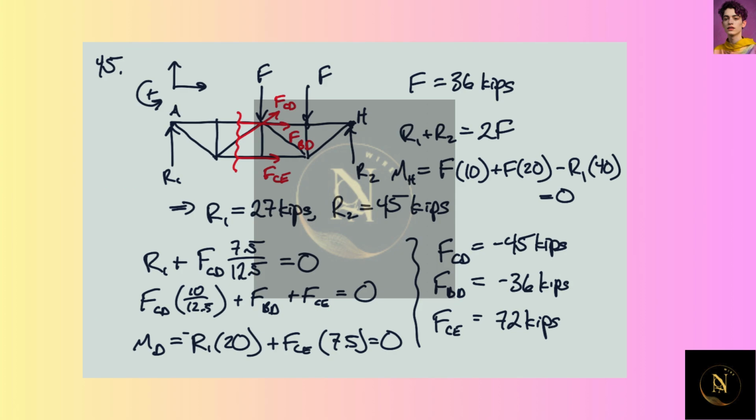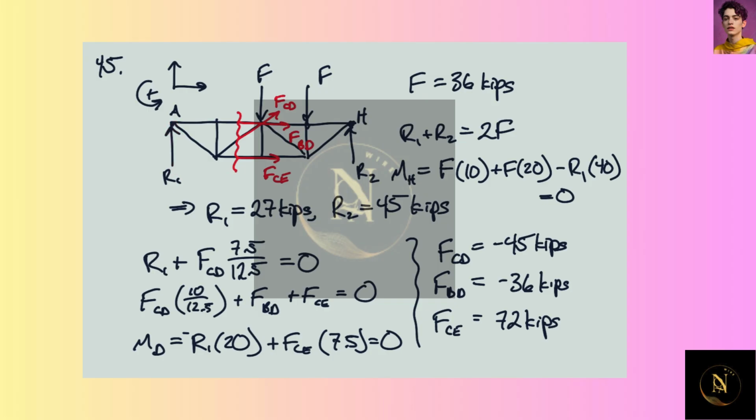And then we'll take a moment about point H, since I took it about here, and so we get F times 20, F times 10 moment arm here, F times 20 is the moment arm here, and then this moment arm is minus R times this total distance, which is 40. And so that equals 0, and we get that R1 is 27 kips and R2 is 45 kips. And again, it makes sense because there's more load towards the right, and this reaction force is larger than this one.